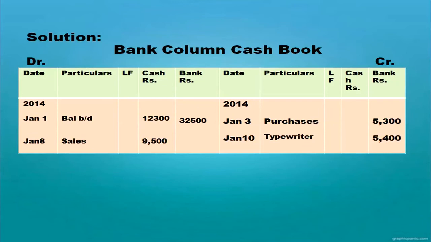January 1st, to balance brought down in the cash column and in the bank column, the opening balance. January 3rd, purchase goods and paid by check. Purchases account debit to bank. In the bank column you have to write. Goods sold for cash, January 8th. In the cash column, cash account debit to sales in the cash column. Purchase typewriter and paid by check. On the credit side, you have to post by typewriter in the bank column. Typewriter debit to bank. Date in the respective column.